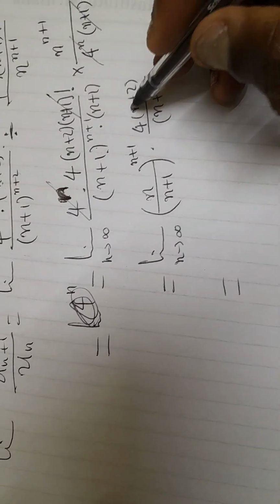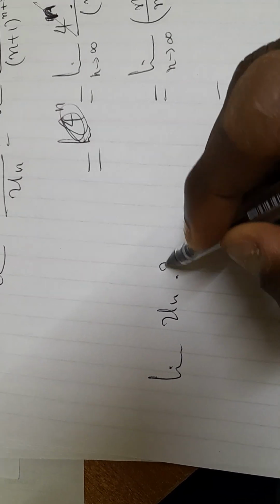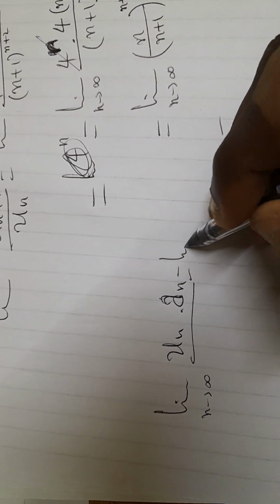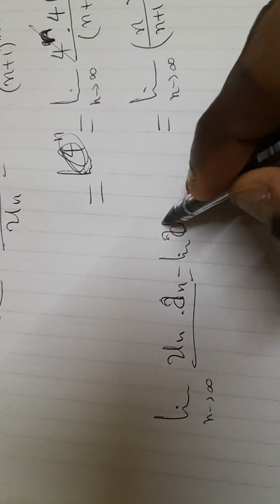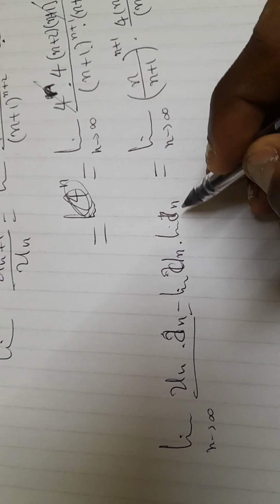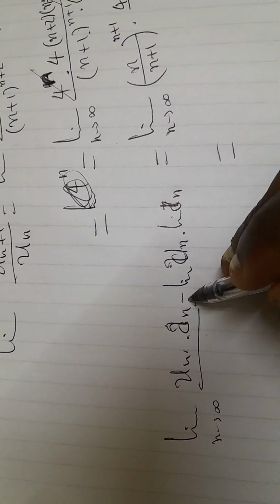So for this limit that you have here, there is a theorem that says whenever I have the limit of u_n times a_n as n goes to infinity, this is the same as writing the limit of u_n times the limit of a_n. I can separate the limit just like this: limit for this times limit for this will be the same.